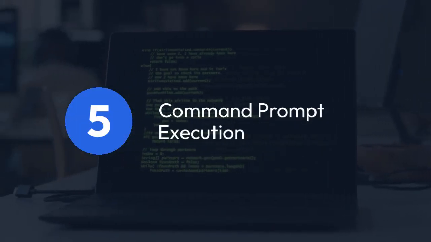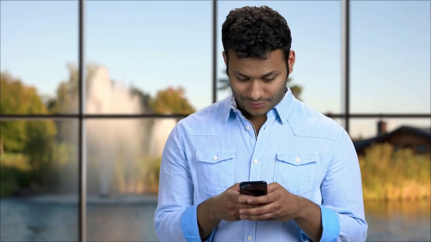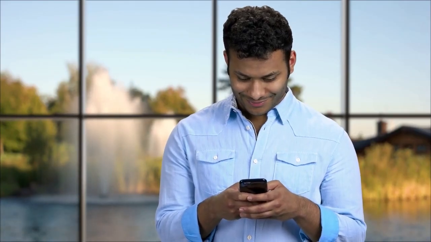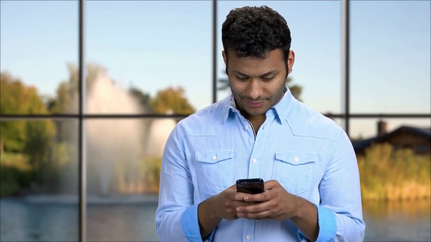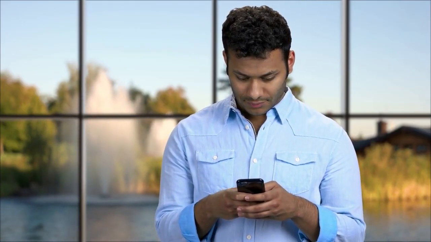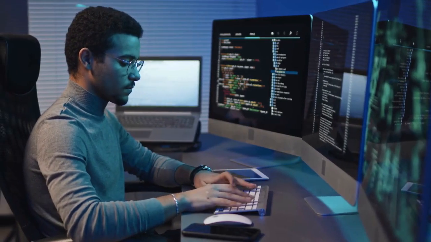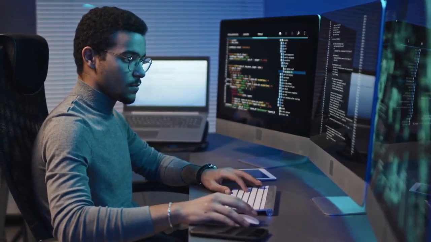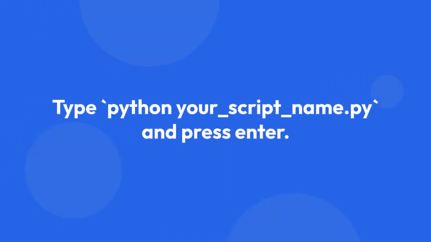5. Command prompt execution. To avoid this issue altogether, the best practice is to always run your Python scripts from the command prompt or terminal. Navigate to the directory where your script is located using the cd command, change directory, and then type python your script name.py and press enter. This bypasses the file association problem entirely, since you are explicitly telling the command prompt to use the Python interpreter to execute your file.